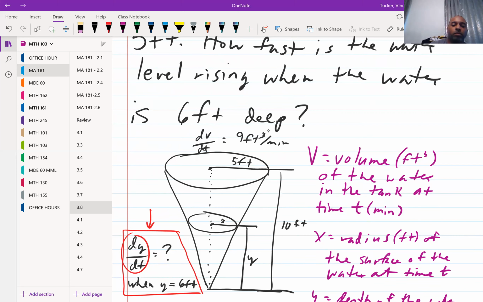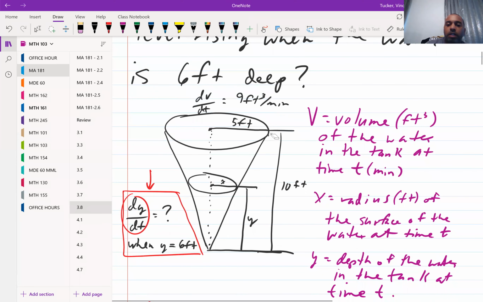So we want to know this water level right here rising. How fast does it rise? What's the rate of it rising to 6 feet? Over here, we have the explanation of certain things. V is your volume, in cubic feet, of the water in the tank at time t minutes. X is the radius of the surface of the water at time t. And Y is the depth of the water in the tank at time t.